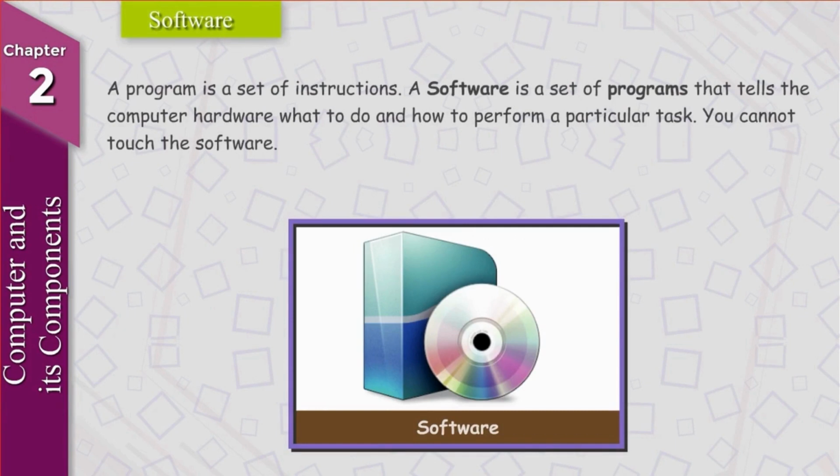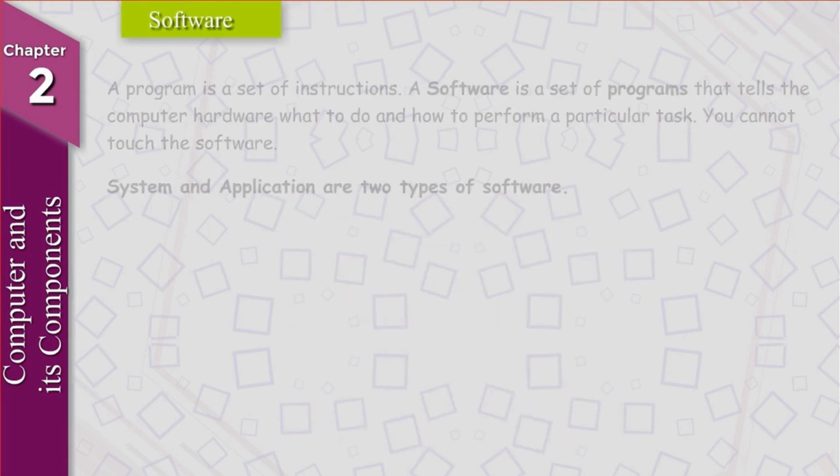Software. A program is a set of instructions. A software is a set of programs that tells the computer hardware what to do and how to perform a particular task. You cannot touch the software. System and application are two types of software.